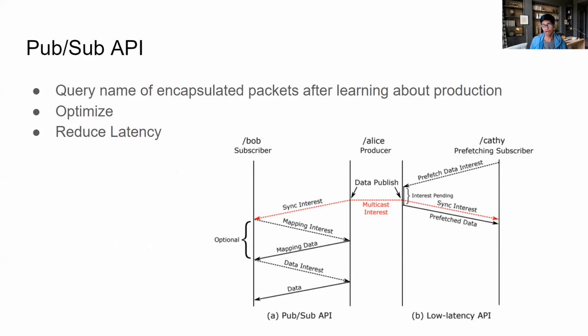Finally, we add a low latency option to our PubSub, where consumers prefetch application data before it is produced, thus getting the data from the producer to the consumer in half RTT when it is actually produced.